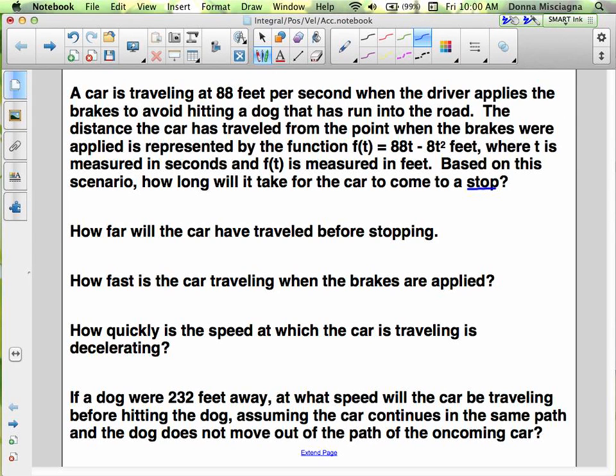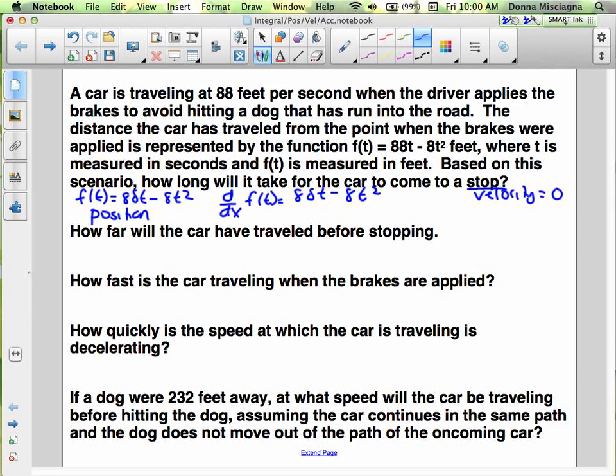Okay, so we want to know when the car stops. The function that we're given, f of t equals 88t minus 8t squared, is our position function. If we want to know when the car has stopped, this is when velocity equals 0. Stop has to do with how fast you're moving. If you're stopped, you're not moving, your velocity is 0. So we need to take the first derivative. We're going to differentiate our function, f of t equals 88t minus 8t squared.